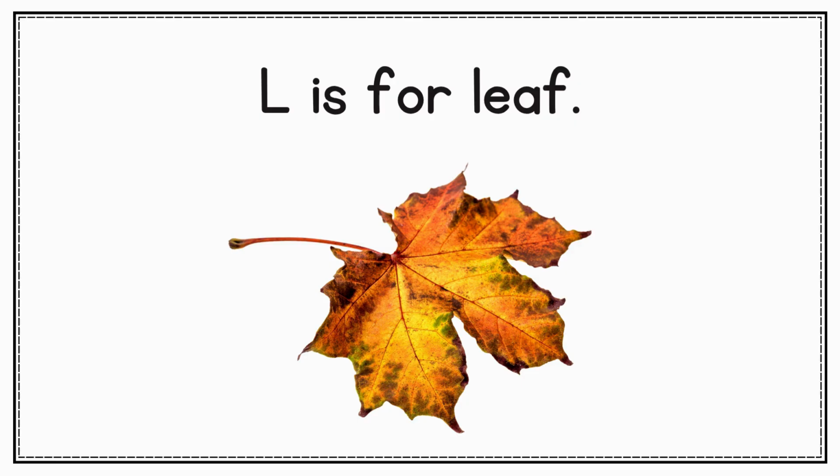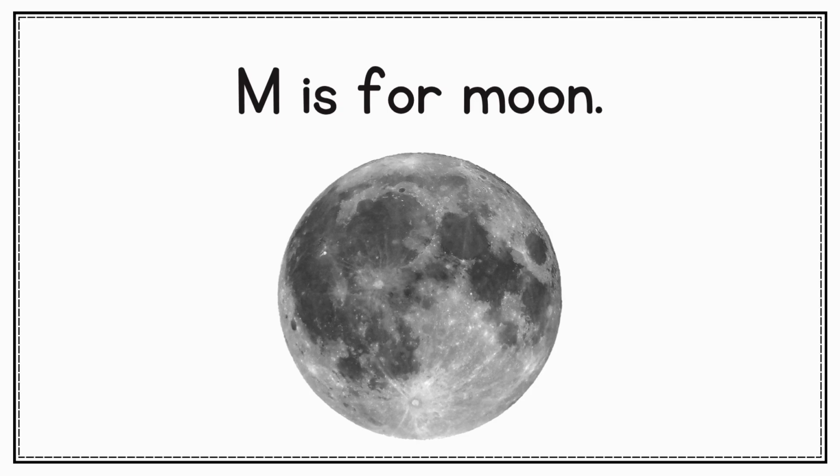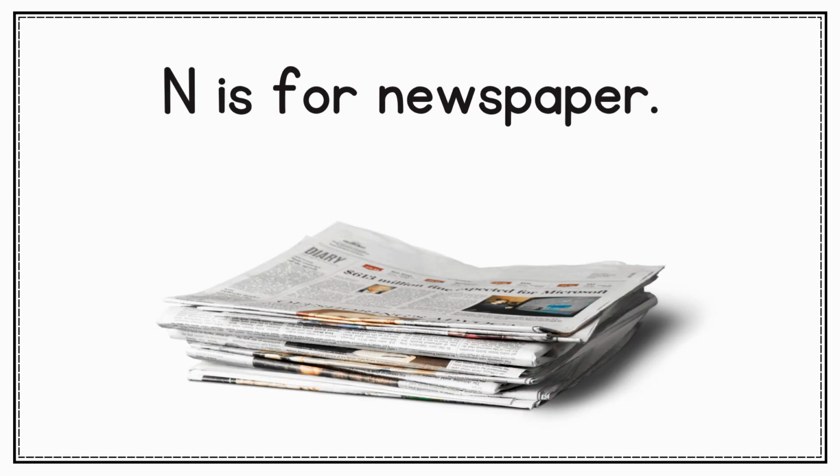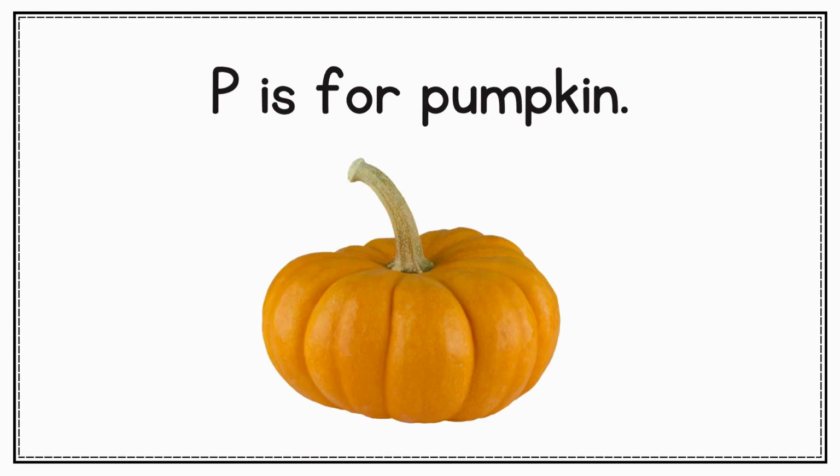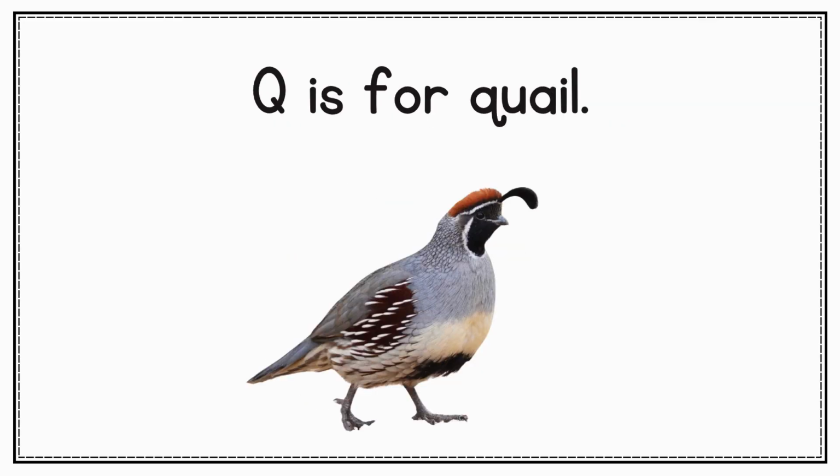L is for leaf. M is for moon. N is for newspaper. O is for ostrich. P is for pumpkin. Q is for quail.